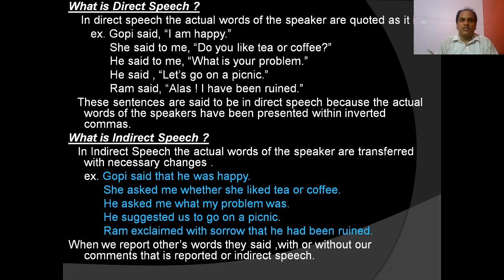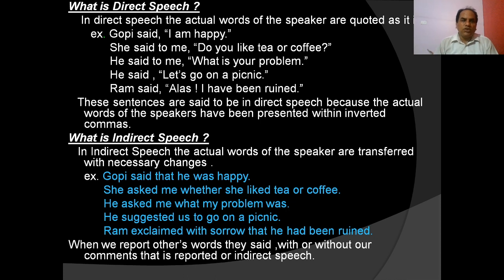So "Gopi said" is the reporting clause. "Said" is the reporting verb. And after the reporting verb there is a comma after said. And "I am happy", the direct speech, is within inverted commas. What Gopi said, "I am happy," is exactly quoted within inverted commas. So, Gopi said, "I am happy." Is it indirect or direct speech?